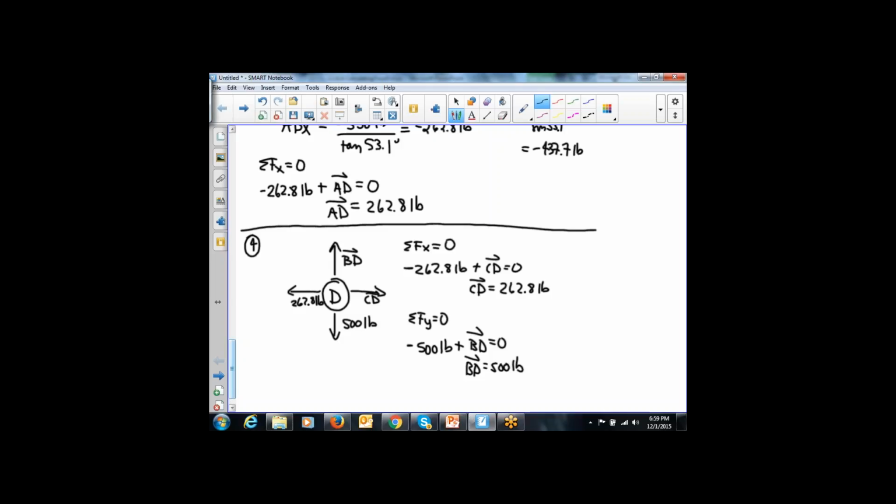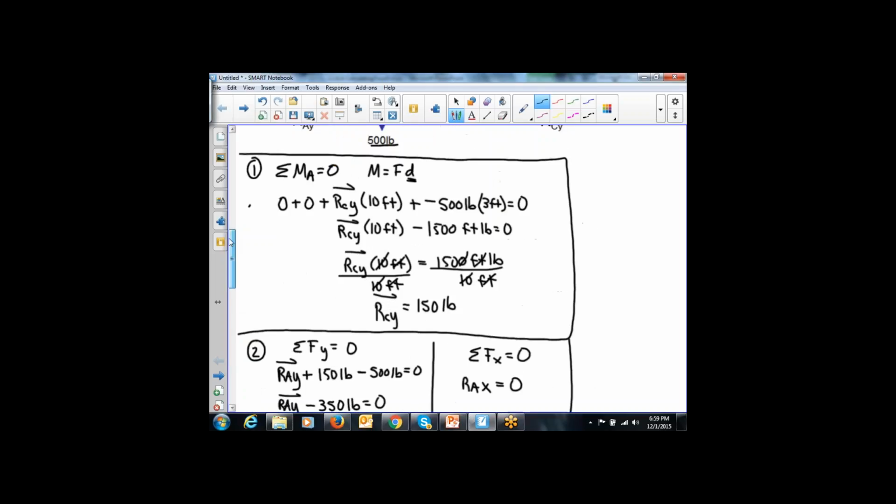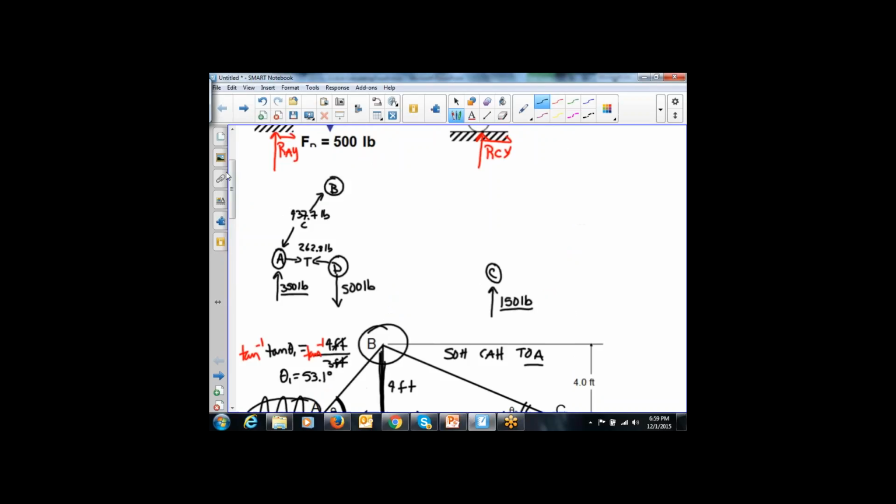So I come back up here and put that on what I know. Yes, this one was in tension, and it's balancing with 262.8 pounds. And this one, yes, was in tension. Those make complete sense based on the arrow notation. The fact is we have one more joint to go, and when we finish up C, we'll have this entire truss calculated.